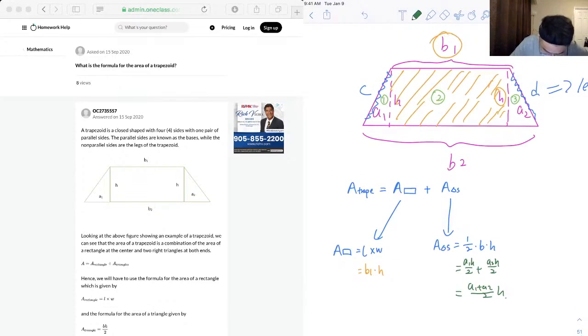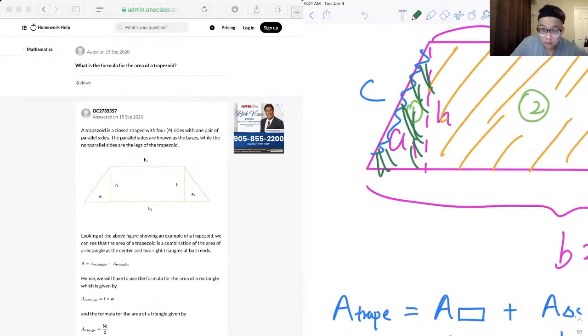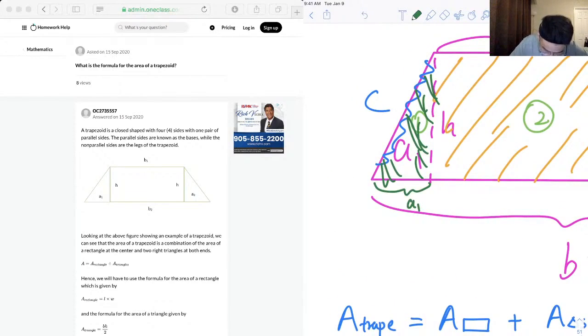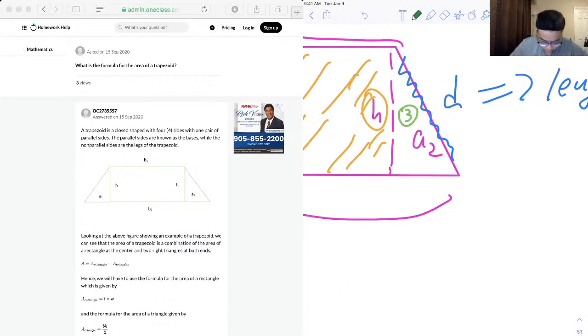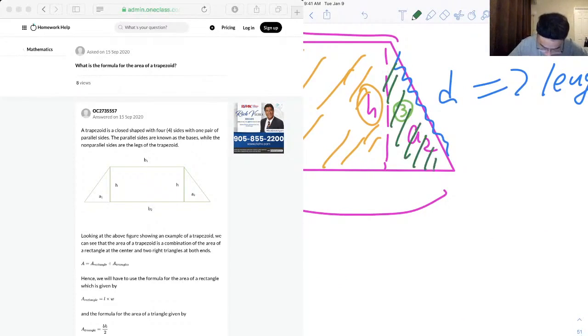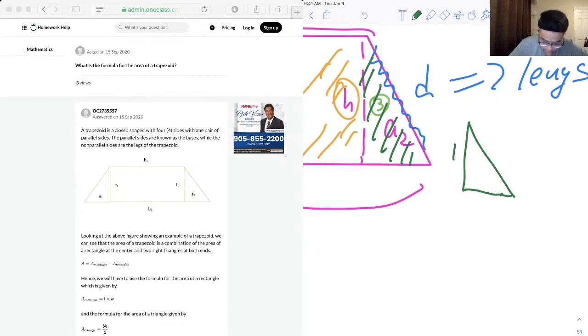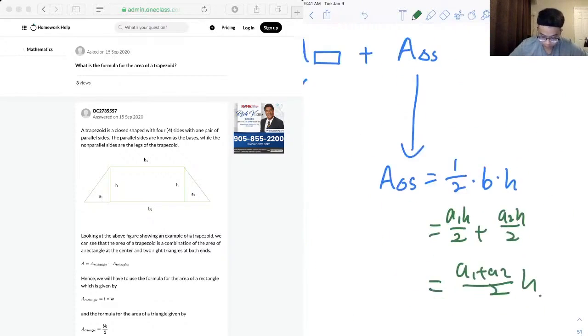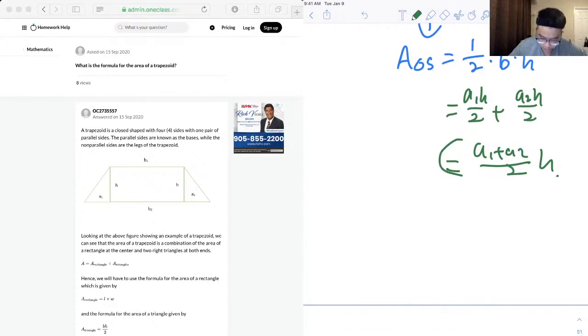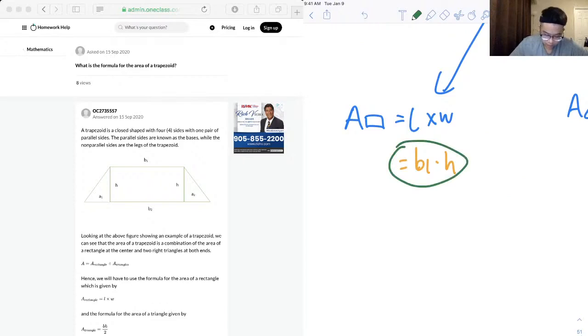If we look at this triangle, we know this part is A1, with the height h, so if I draw it on the side, it will look like this. I want to calculate the area of this triangle. It's just going to be 1/2 times A1 times h, which is the same thing as A1h over 2. And the same thing on the right side as well. For this area, it has a height of h and a base of A2. The area of this part is just going to be 1/2 times A2 times h, which is the same thing as A2h over 2. So we just add these two together, and that's what we got for the triangle part, and this is what we got for the rectangle part.